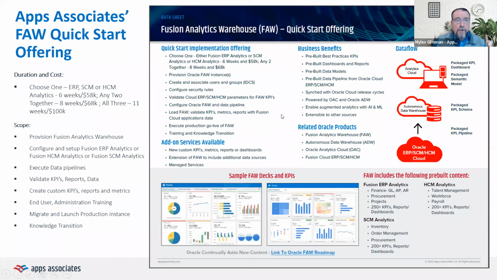So Apps Associates has a quick start offering for FAW that I'd like to mention here. Any one module, ERP or SCM or HCM, would be 6 weeks and $58,000. So that's dramatically different than building a data warehouse from scratch that, for instance, covers GL, AP, AR, fixed assets, and procurement. You don't do that in 6 weeks, but you will with FAW, or if you want to do supply chain or HCM. Any two together, 8 weeks and 68K, any three, 100K.